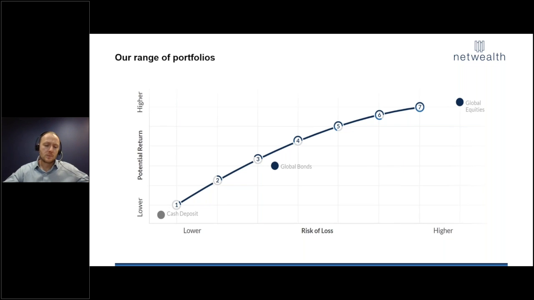So we have some low risk portfolios that have a lower risk of loss. They tend to focus on cash and very short duration, high grade credit, high grade bonds, but they have a lower chance of potential return. And at the other end of the spectrum, we have our equity based portfolios invested primarily in globally diversified company shares, which have a higher potential return, but they do have a higher risk of loss, at least in the short term.